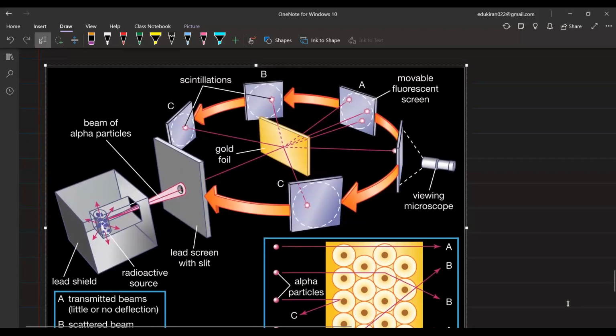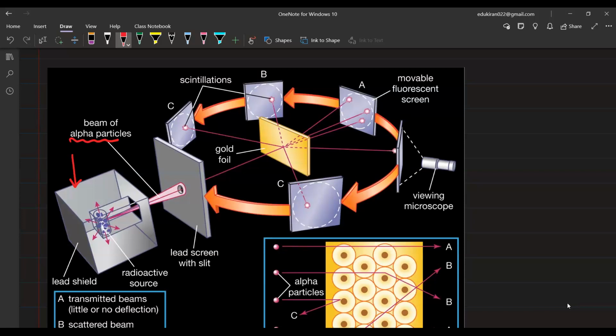Now see here. First of all, you are going to look at this box. This box contains a radioactive source. That radioactive source is going to emit alpha particles. Obviously, it is going to emit the alpha particles in each and every direction. It's not going to emit the alpha ray particles in only one direction.